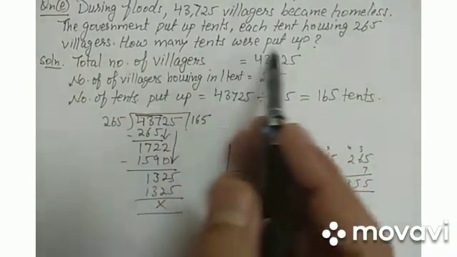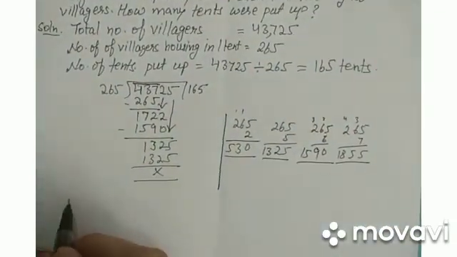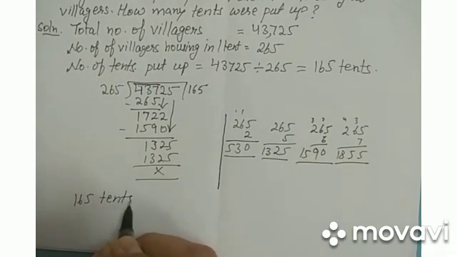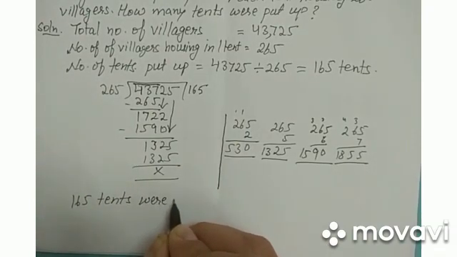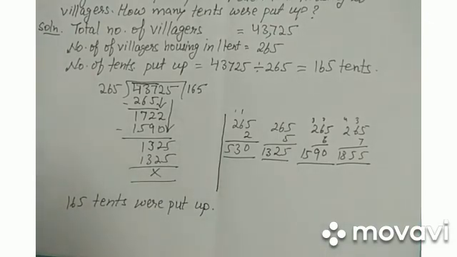So what is asked? How many tents were put up? So we will write the answer: 165 tents were put up. So in this way we can solve the word problems based on multiplication and division. Thank you.